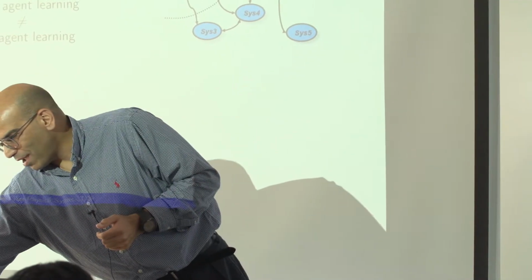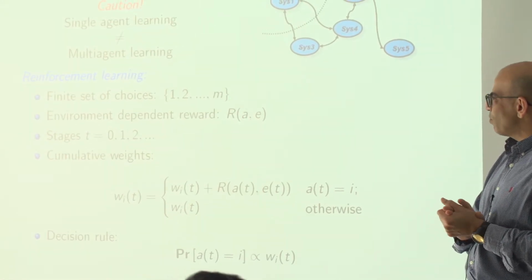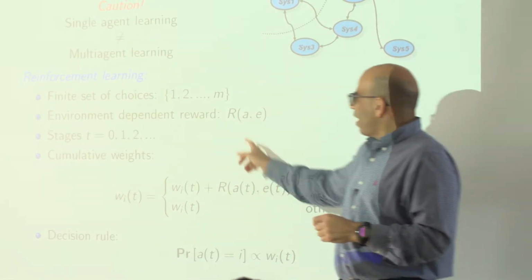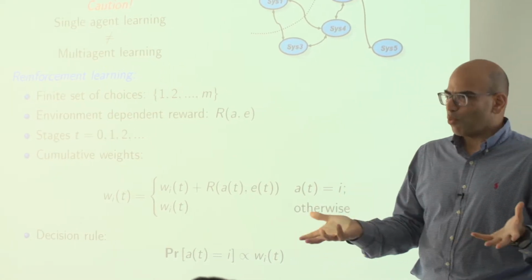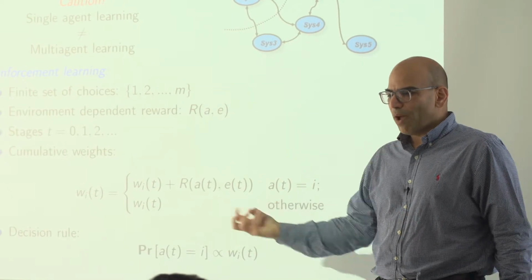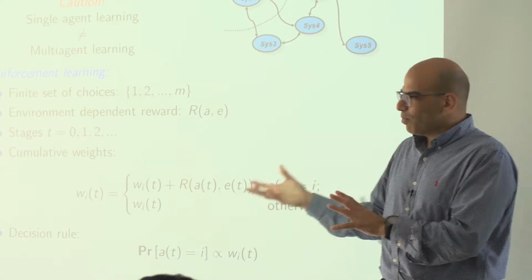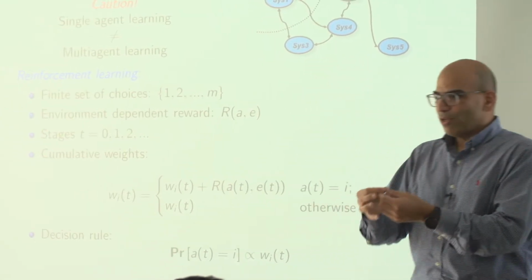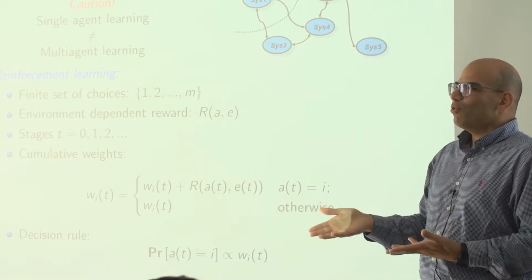And we'll illustrate that with this simple learning rule. It's called reinforcement learning, and it's as follows. I have a bunch of choices. Every time I take a choice, I get some reward. If I did choice number 2, I put that reward in bucket number 2. If I did choice number 7, I put the reward in bucket number 7. So now I have this vector of rewards. Okay? What am I going to do tomorrow?